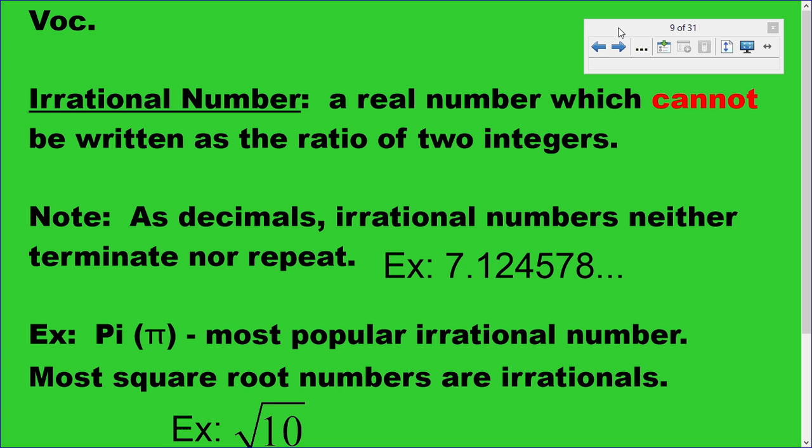Most square root numbers are irrational also. So, square root of 10. If you remember, square root is a number times itself. So you have to have the same factor times itself to equal the number underneath the square root sign. There is no number times itself that equals 10. It'd be 3 point something. So square root of 10 doesn't have a real value. It doesn't have a perfect value. So it's irrational.